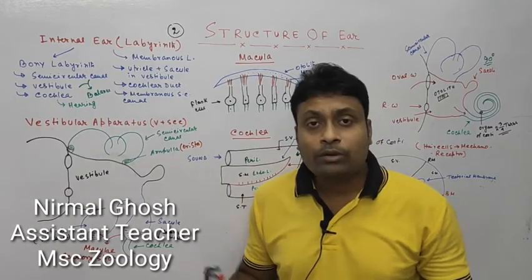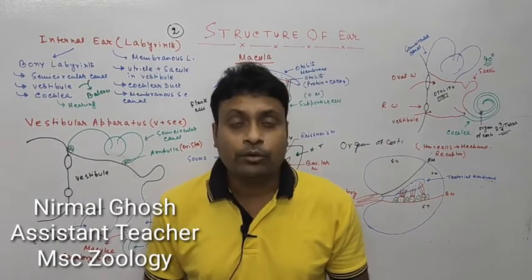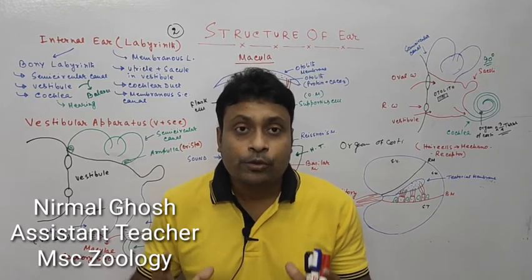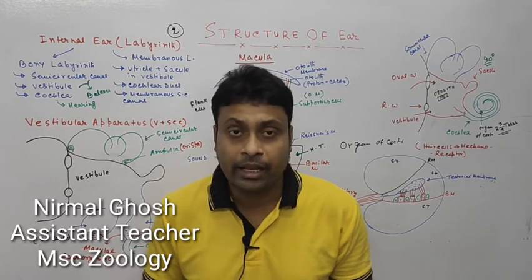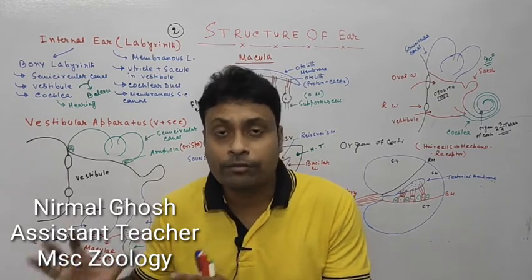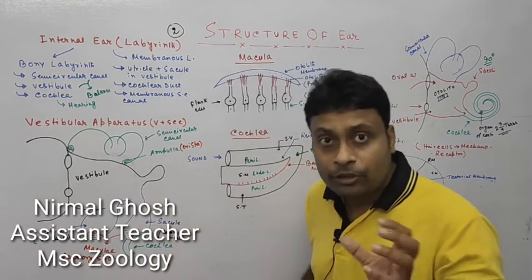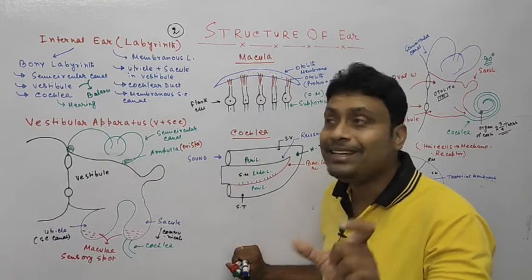Okay, now what are the functions of these different parts of our ear? You know, the ear helps us to maintain our balance, and it is also the organ of hearing. So it helps us to hear the different sound waves from the surrounding environment. So balance and hearing are the two most important functions of the ear.